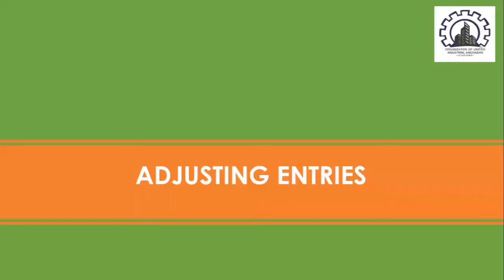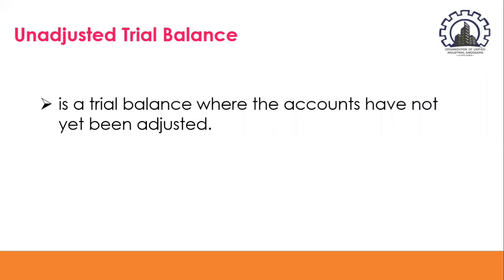So as you can see, our next key area that we're going to be discussing is the adjusting entries. At the end of an accounting period, before financial statements can be prepared, okay, the accounts must be reviewed for potential adjustments first. And this review is done by using the unadjusted trial balance. So what do we mean by unadjusted trial balance then? If we say unadjusted trial balance, it is a trial balance where the accounts have not yet been adjusted.